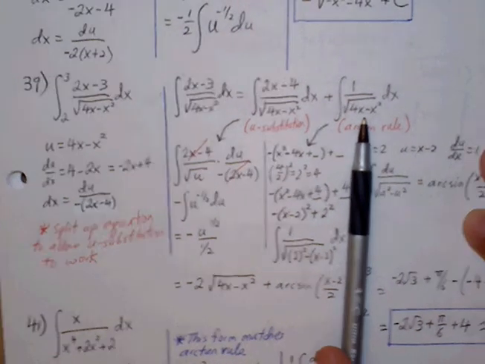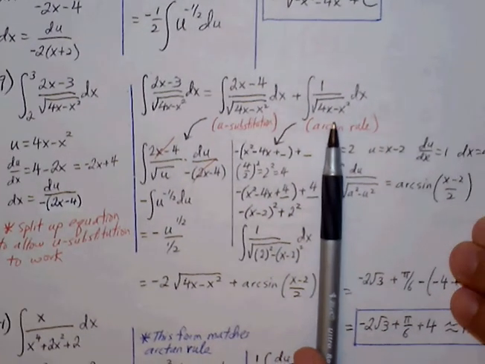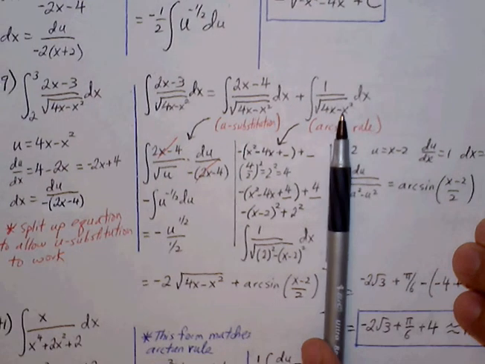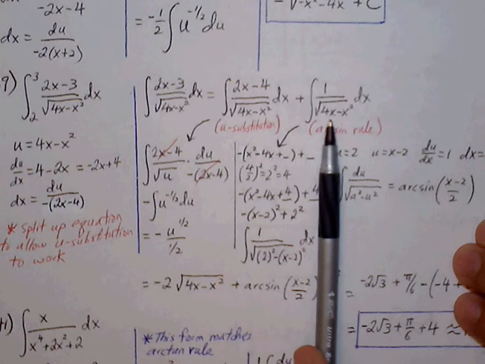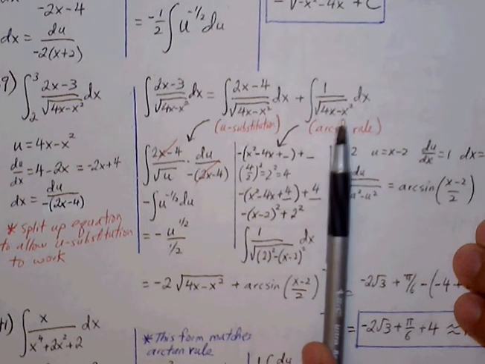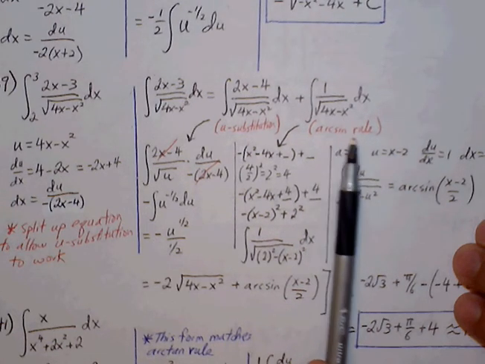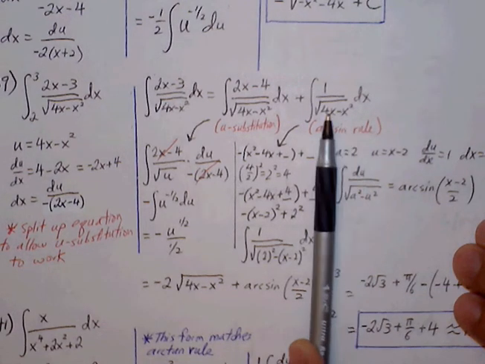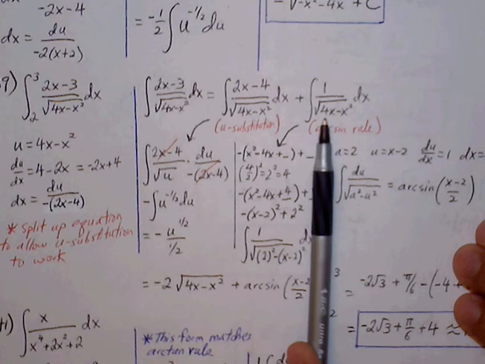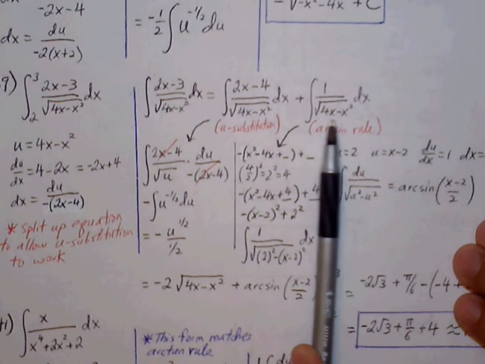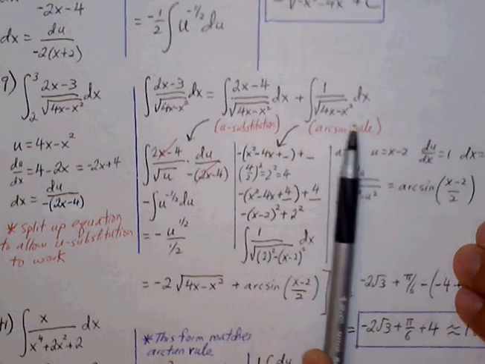Now the second section here, this is the square root of 4x minus x squared. This we actually are going to have to use. It's actually going to match one of our trig rules, and it's going to be an arcsine rule. You may not be able to see this initially, but the first step we need to do is get this to look like one of the rules. So we're going to have to go through completing the square.